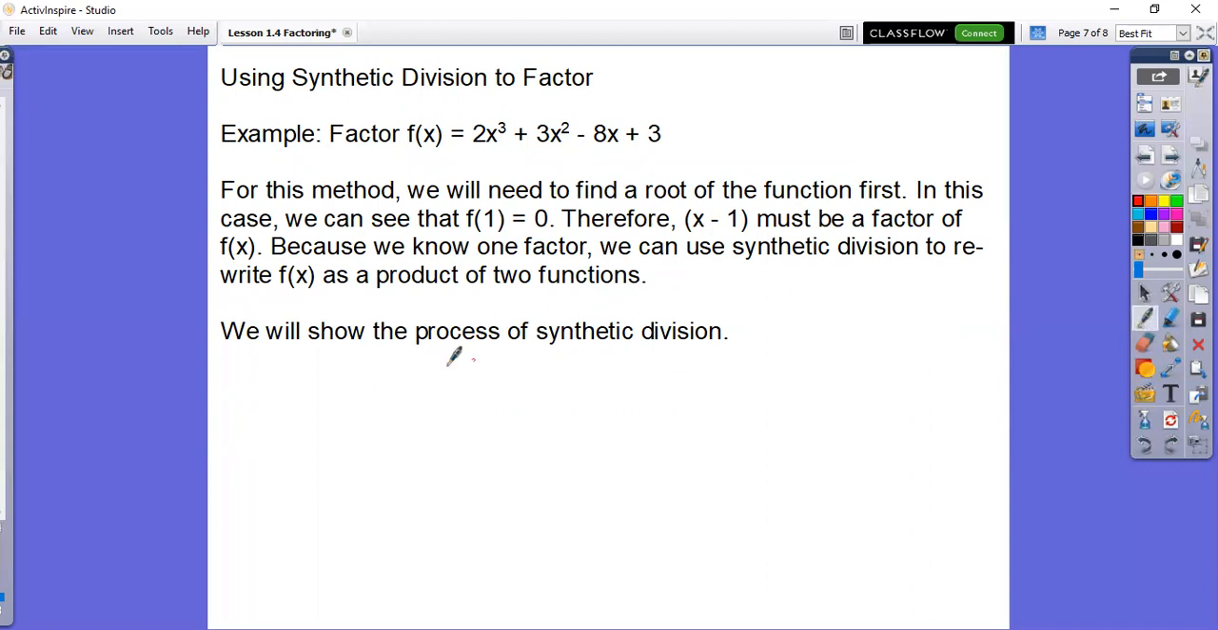I know 1 is a root of this function, so I'm going to put 1 out here. Across the top, I'm going to put the coefficients in order. This one is not missing any coefficients, but if I were missing, for example, an x squared term, I would include a 0 to note that I skipped a term. So I have 2x cubed plus 3x squared minus 8x plus 3.